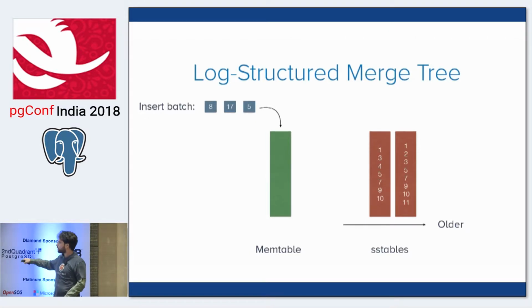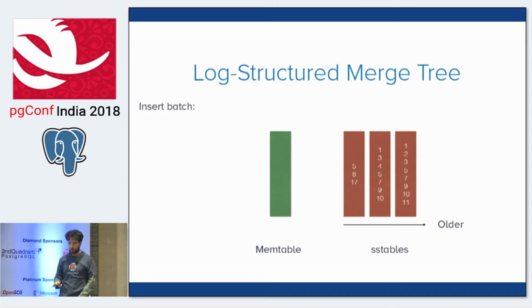In a log structured merge tree, you have a mem table which lives in memory, and a list of SS tables that are on disk. When you insert a batch into your system, you first insert it into your mem table. When your mem table fills up, you sort the entire mem table and write it all to disk as one operation, which actually solves the problem that I was describing with the B trees before.